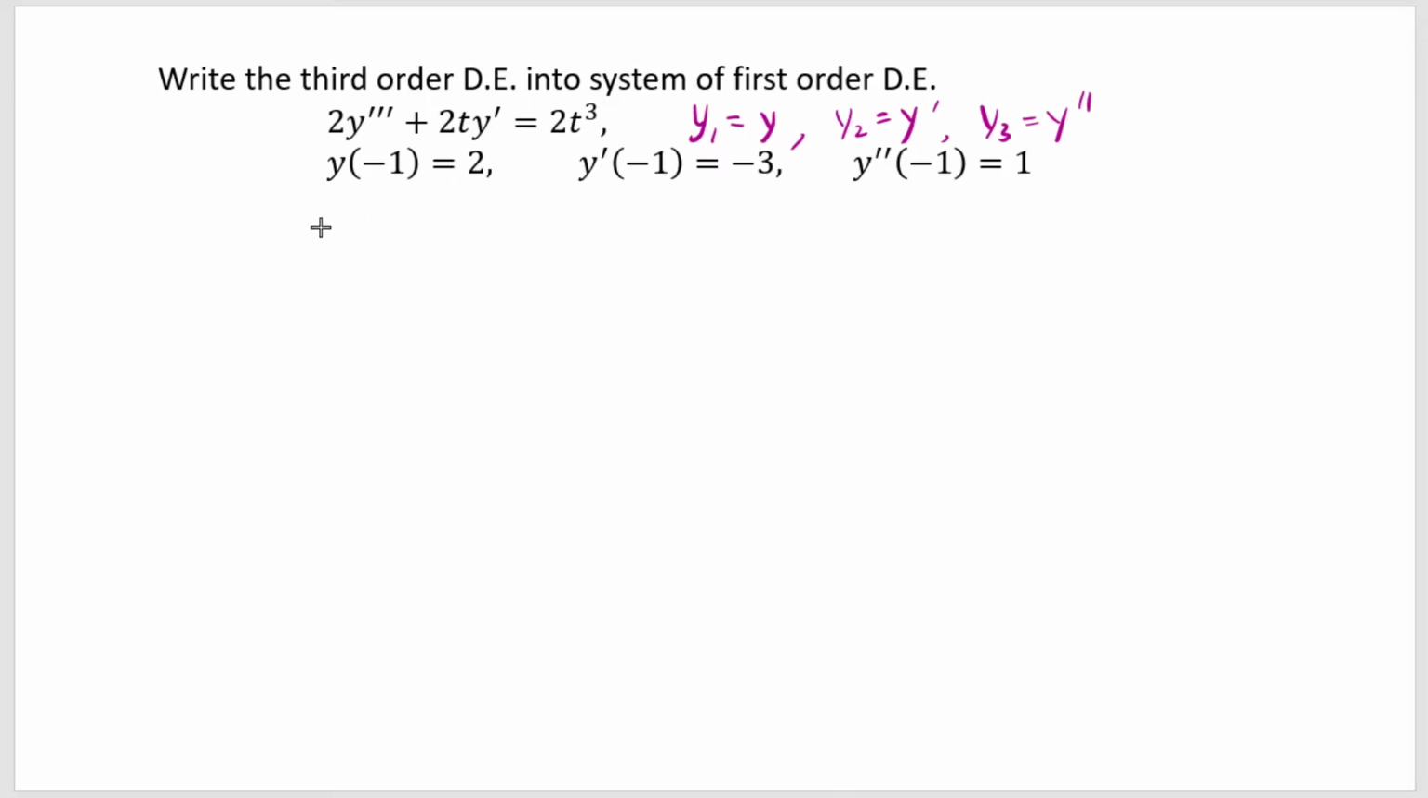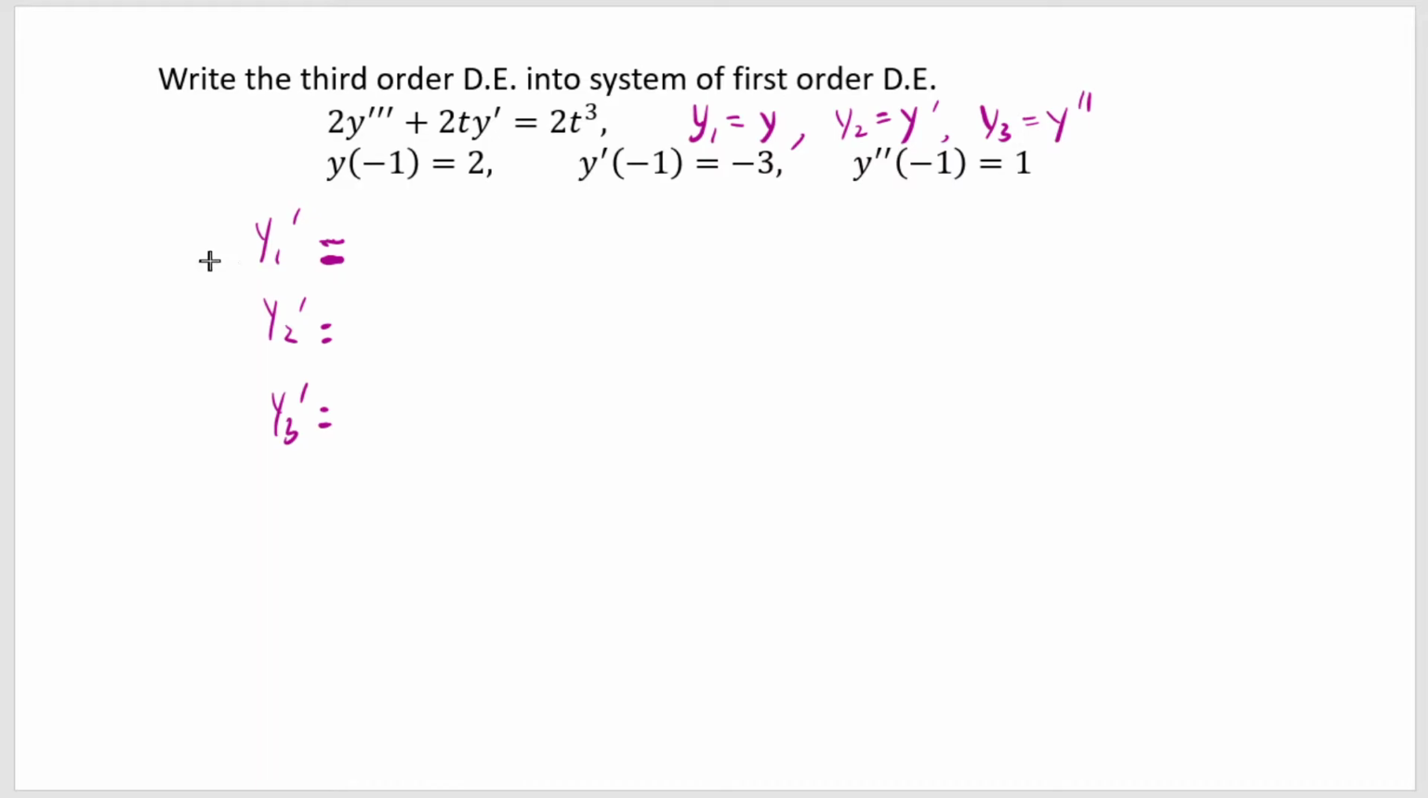Once you have this, then you have to ask the following question. What is y1 prime? What is y2 prime? And what is y3 prime? Because when you write down a system of first order differential equations, your goal is to rewrite these as some mix of y1, y2, and y3 with some coefficients. And moreover, because this is a non-homogeneous differential equation, this 2t cubed should be appearing somewhere.